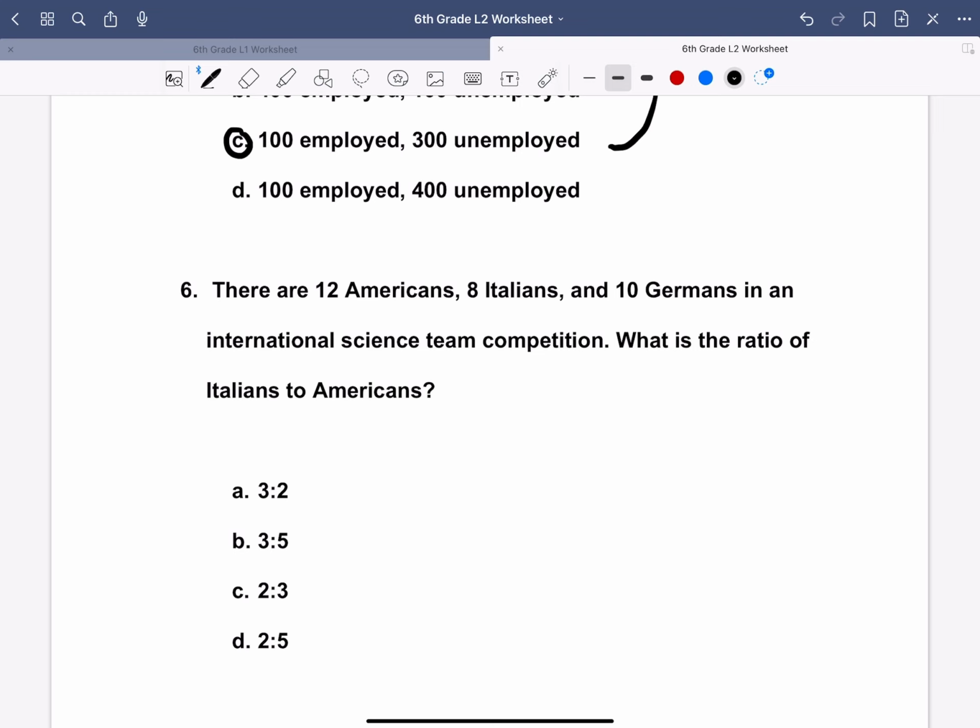So there's 8 Italians and 12 Americans. So our ratio would immediately be 8 to 12. Okay, now we'll use the GCF method. 1, 2, and 4. That seems to be about it. So we'll divide by 4, and we get 2 to 3. That is C.